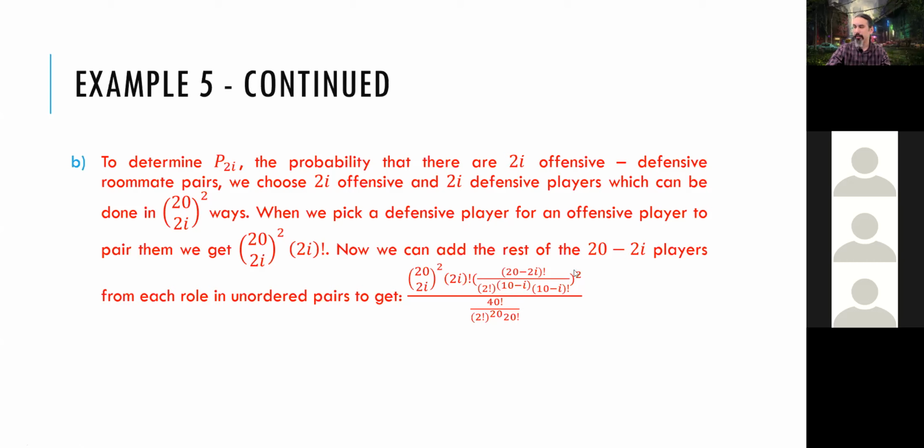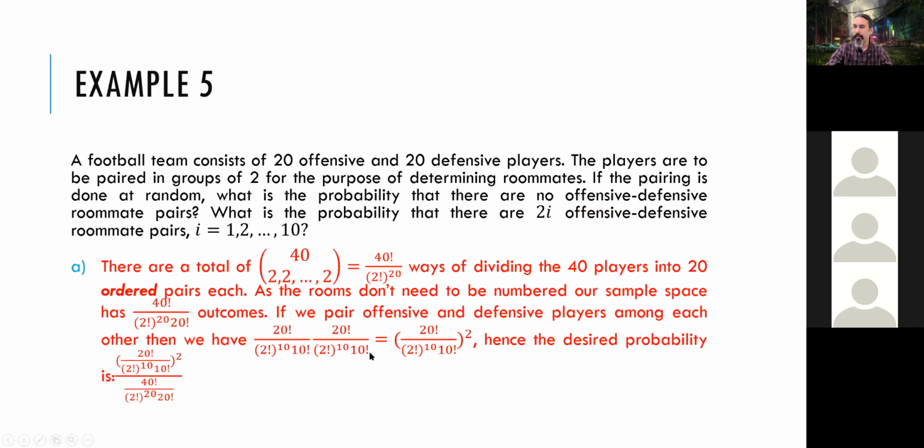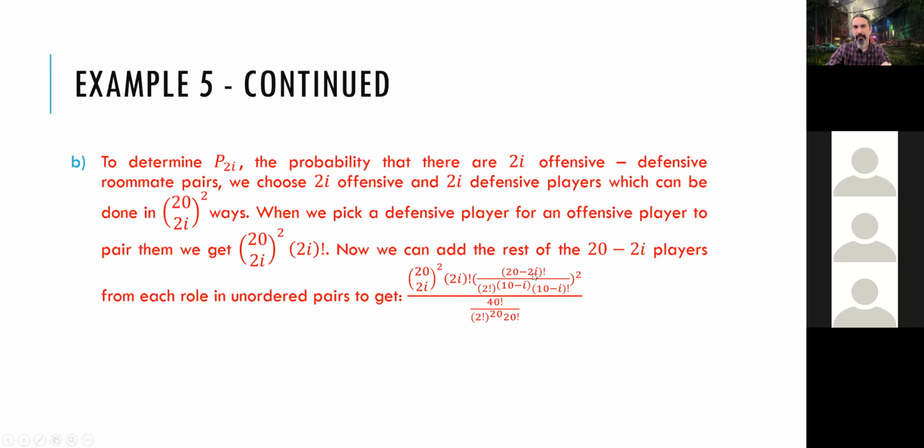And I'm going to have to just take the square of this because I have two different player types, offensive and defensive. I'm doing this for both of them. This is the same thing we have done in here, but the main difference is we have to subtract the number of players that we have already paired, which was 2i for both of them. And this is, of course, the number of elements in sample space, so this is not going to change.